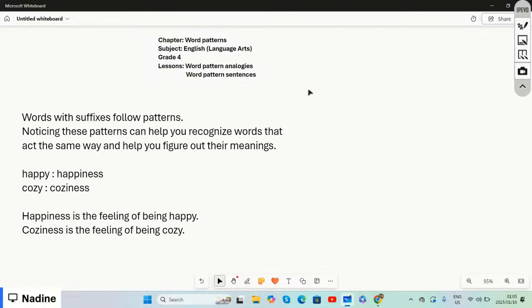So when it comes to word patterns, right? Words with suffixes follow patterns, right? And remember we said a suffix is a word part that we add at the end of a base word. Firstly, a base word is a word that can stand on its own. We can create sentences with it, and then we add a suffix to the end of that word, and that basically creates a new word. So yeah, they're saying words with suffixes follow patterns.